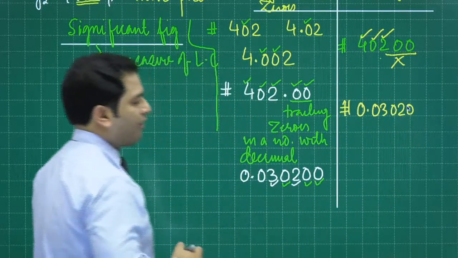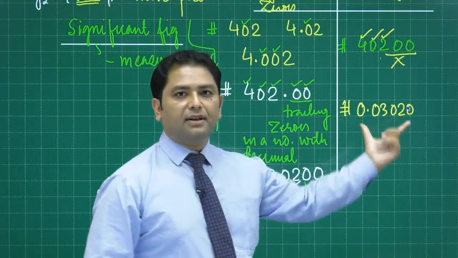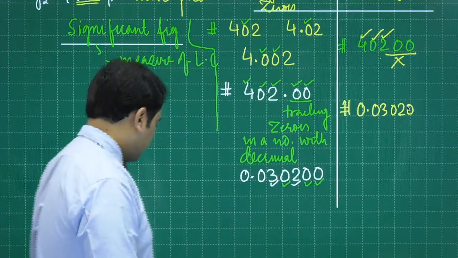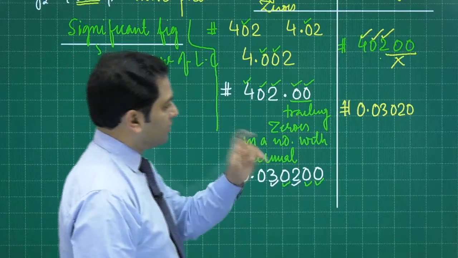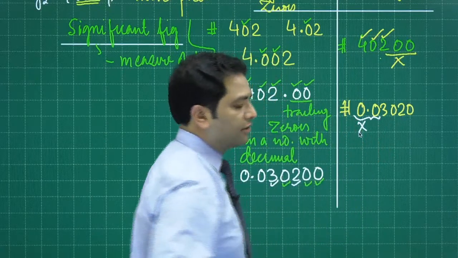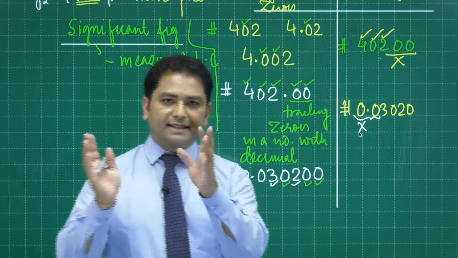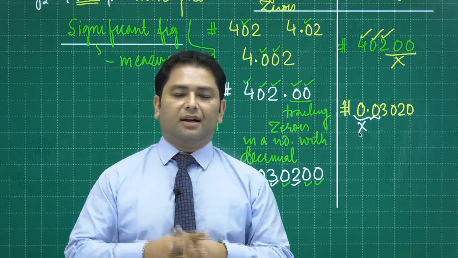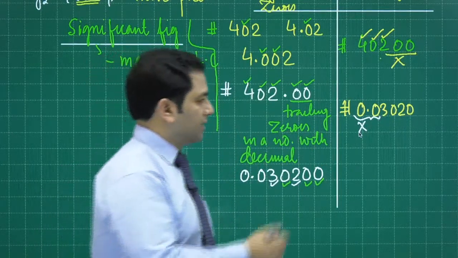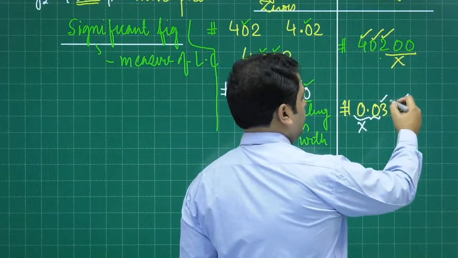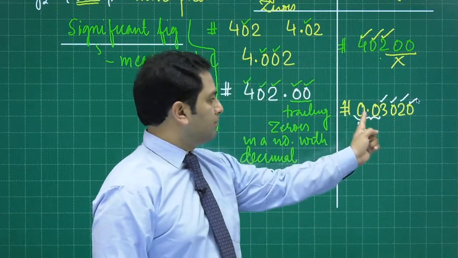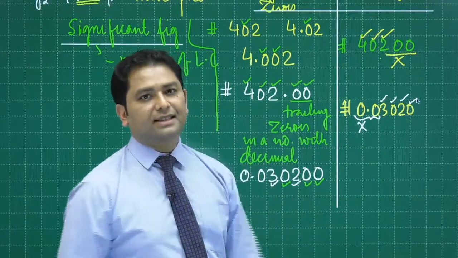0.03020. Now just have a look. This is a number less than 1. For a number less than 1, it will begin with 0, so these initial zeros aren't significant. Remember, if a number is less than 1, the initial zeros are never significant, but the rest, non-zero, non-zero and sandwiched, and this trailing 0 in a number with a decimal, will be significant.